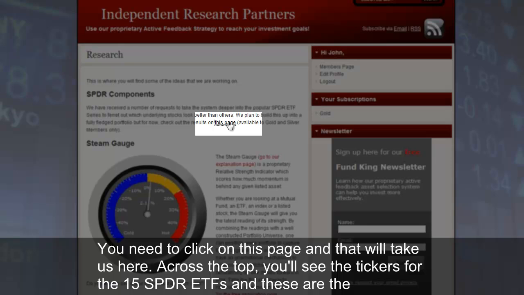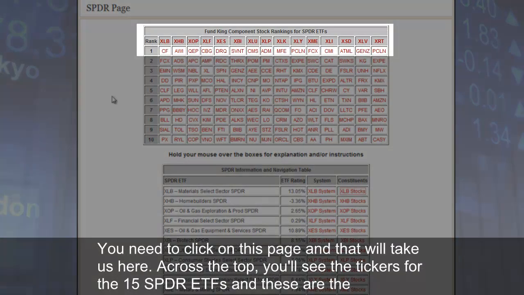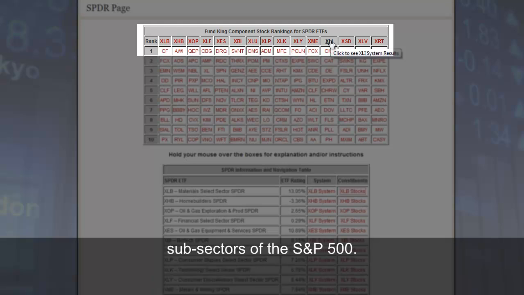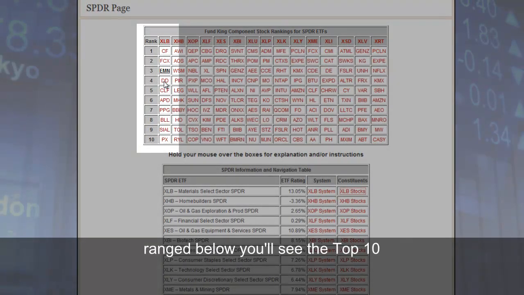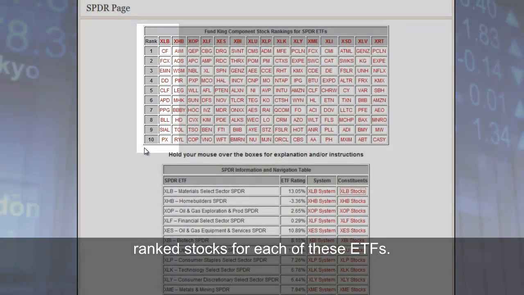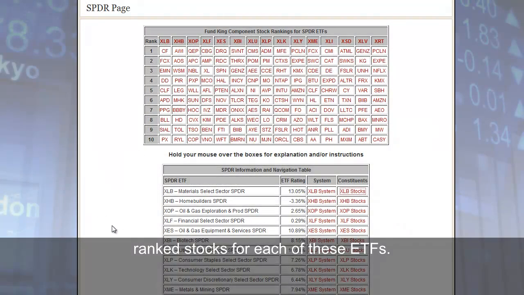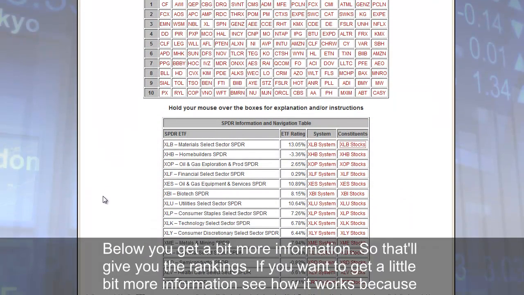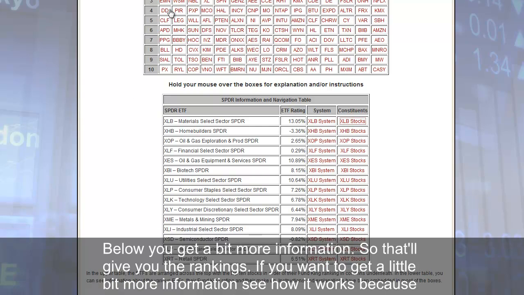And what you do is you click on this page, and that will take us here. Across the top, you'll see the tickers for the 15 spider ETFs, and these are the sub-sectors of the S&P 500. Below, you'll see the top 10 ranked stocks for each of these ETFs. Below, you get a bit more information, so that'll give you the rankings.